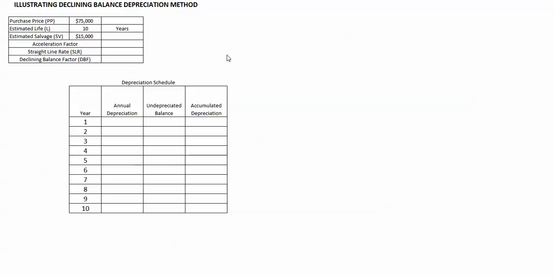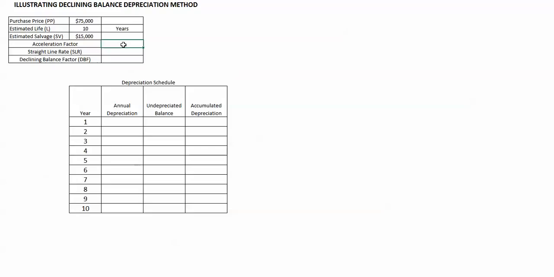To illustrate how this method works, we're going to start with a $75,000 purchase price, a 10-year life, and a $15,000 salvage value. Before we actually start the depreciation schedule, we need to define a couple of terms and show you how their values would be decided.